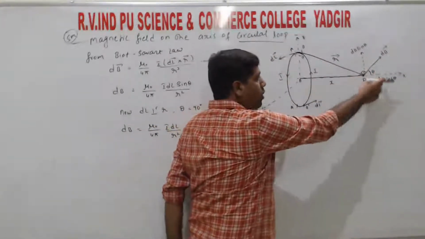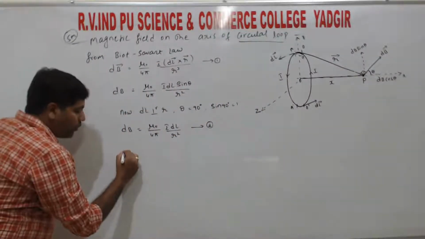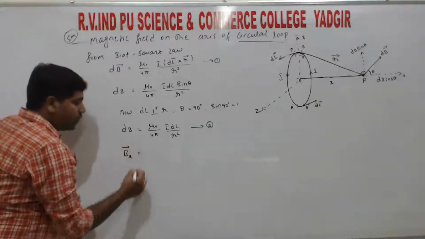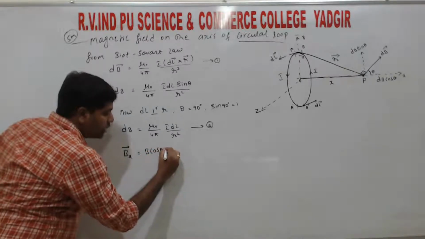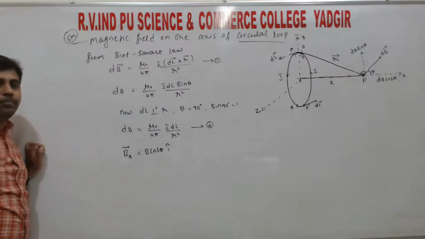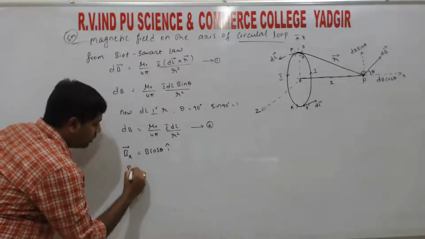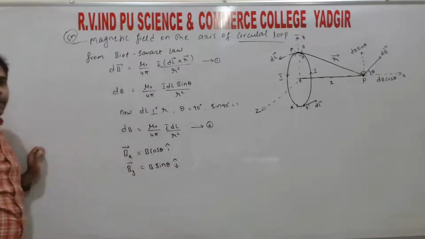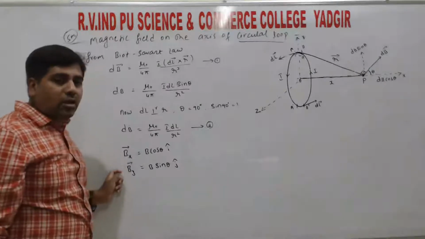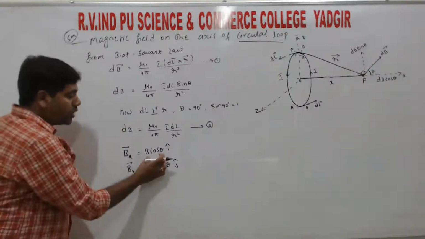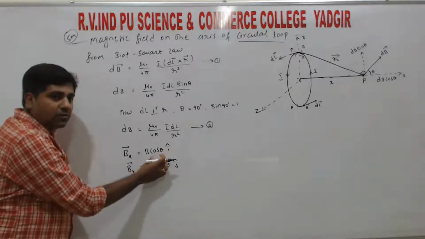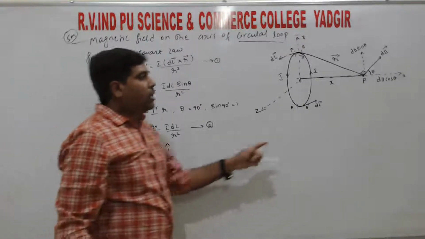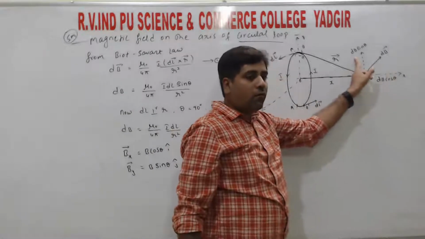Here we have two components of the magnetic field. Bx is the magnetic field along the x component: vector Bx equals B cos theta into i cap, right? And vector By equals B sin theta into j cap. These are the two magnetic field components along the x-axis and y-axis. B cos theta is the magnitude and i cap is the direction. B cos theta is the magnitude along the x-axis, B sin theta is the magnitude along the y-axis. So we represent this along the x-axis and y-axis, right?